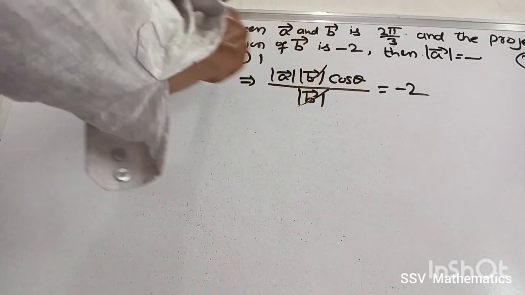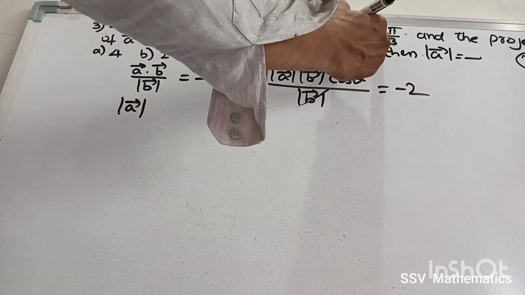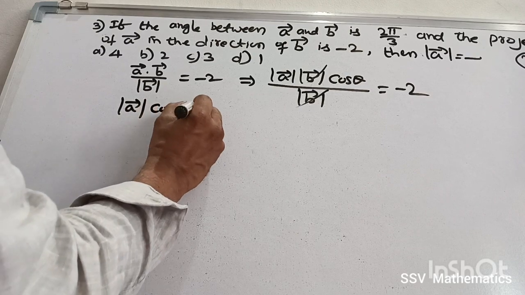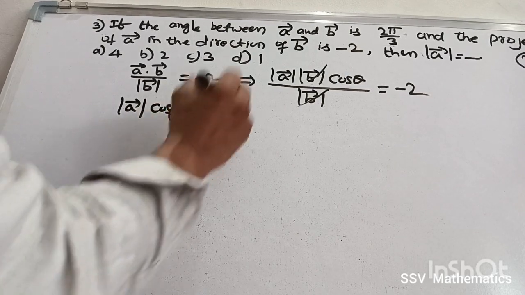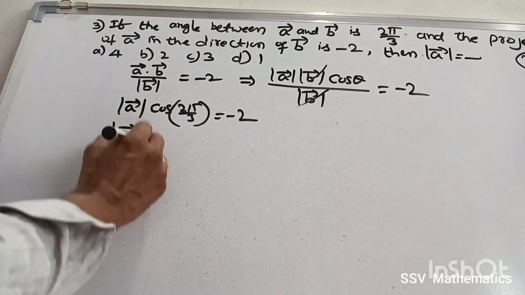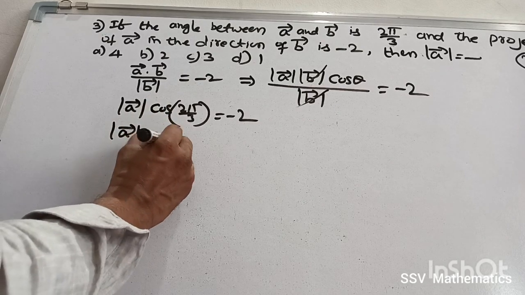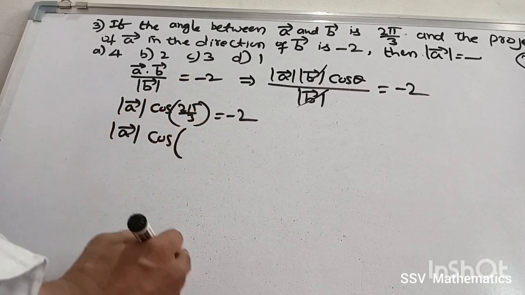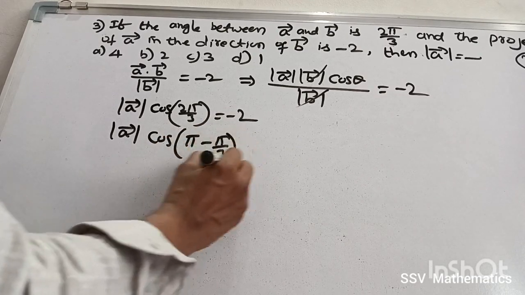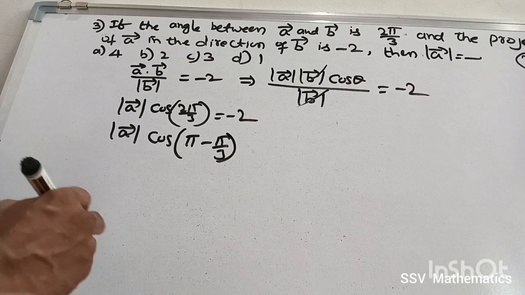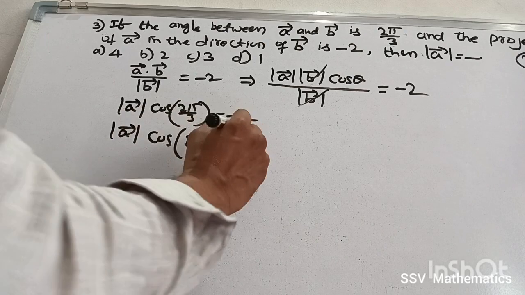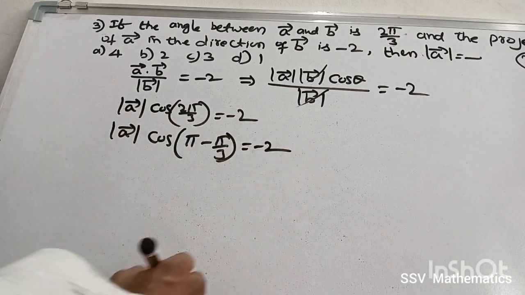Here the angle between vector A and vector B is given. Angle theta is 2 pi by 3. So magnitude of vector A into cos 2 pi by 3 is equal to -2. Cos 2 pi by 3 can be written as pi minus pi by 3. So 2 pi by 3 is 120, and 120 can be written as 180 minus 60.